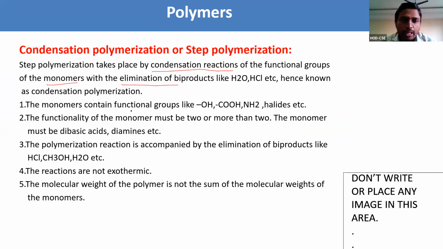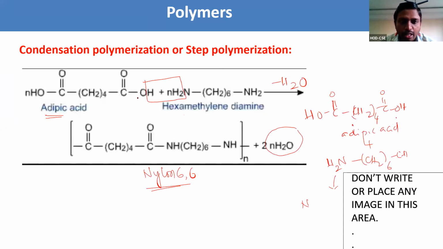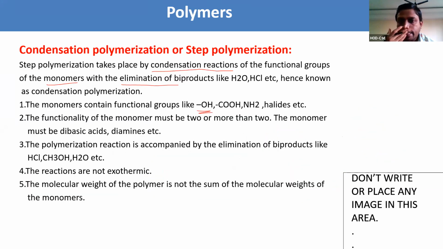Here the monomers have functional groups like OH. Adipic acid has the OH functional group, and hexamethylene diamine is also a monomer here. It contains the NH2 functional group. The monomers contain functional groups like OH, COOH, NH2, halides, etc. That is, alcohol, acid, amine, halide, etc.